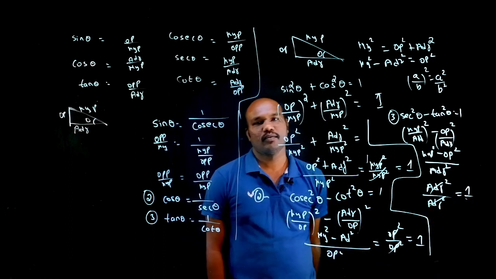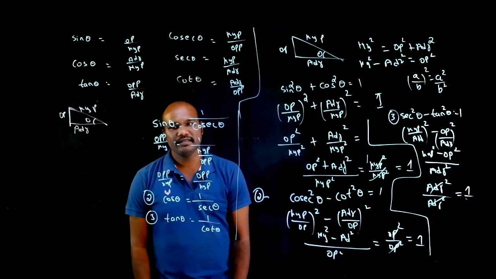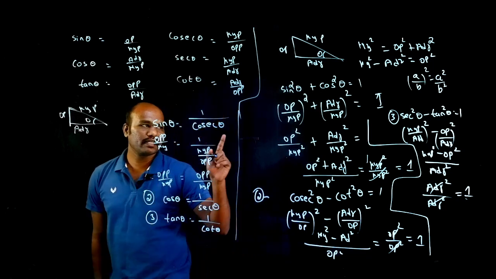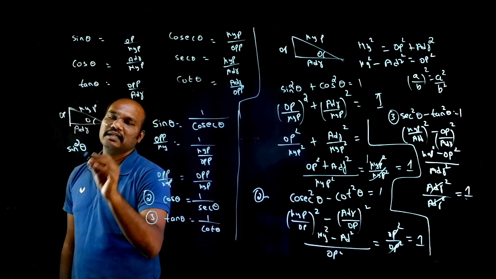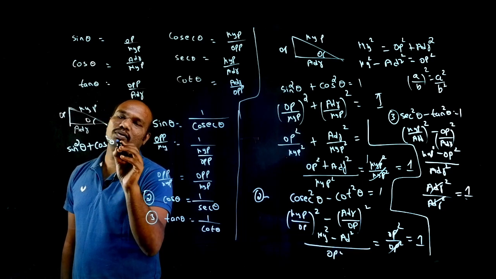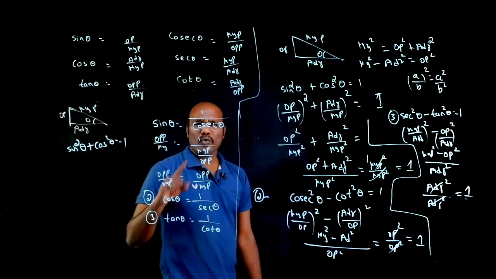What you will be left with? 1. Isn't it simple? Yes. What we have learned, there are 3 formulas that we have learned. This is the most important formula: sin square theta plus cos square theta is equal to 1. This is the most important formula.